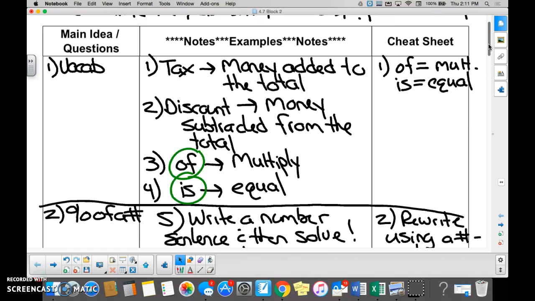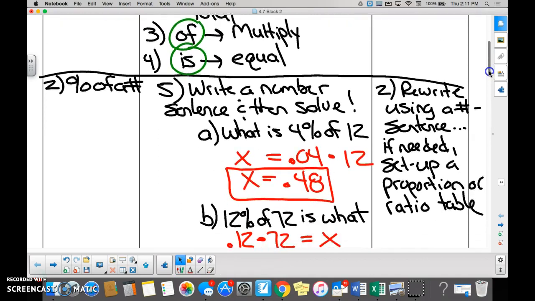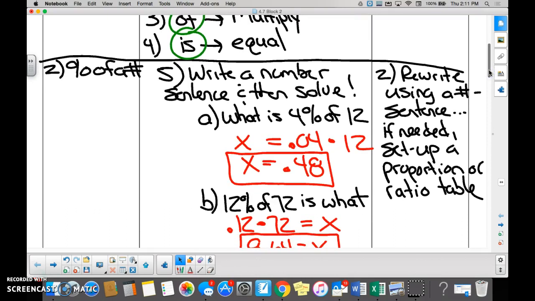Of means what? Multiply. Is means equal. All right. When you're finding percent of a number, it is essential that you write the number sentence. So what is 4% of 12? The what means what, you guys? X. The is means what? Equal.